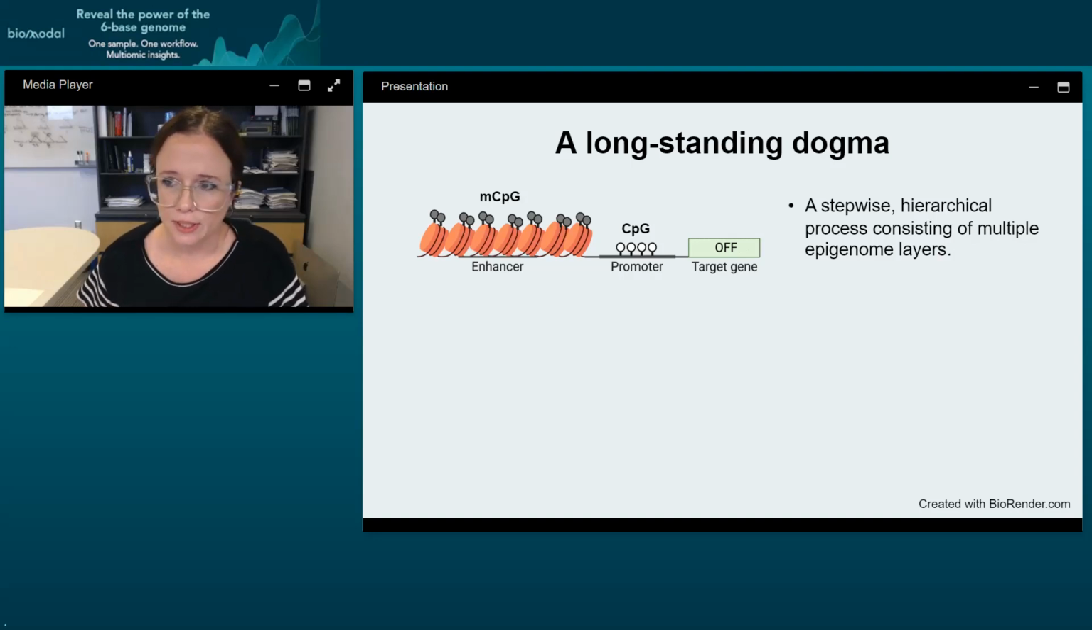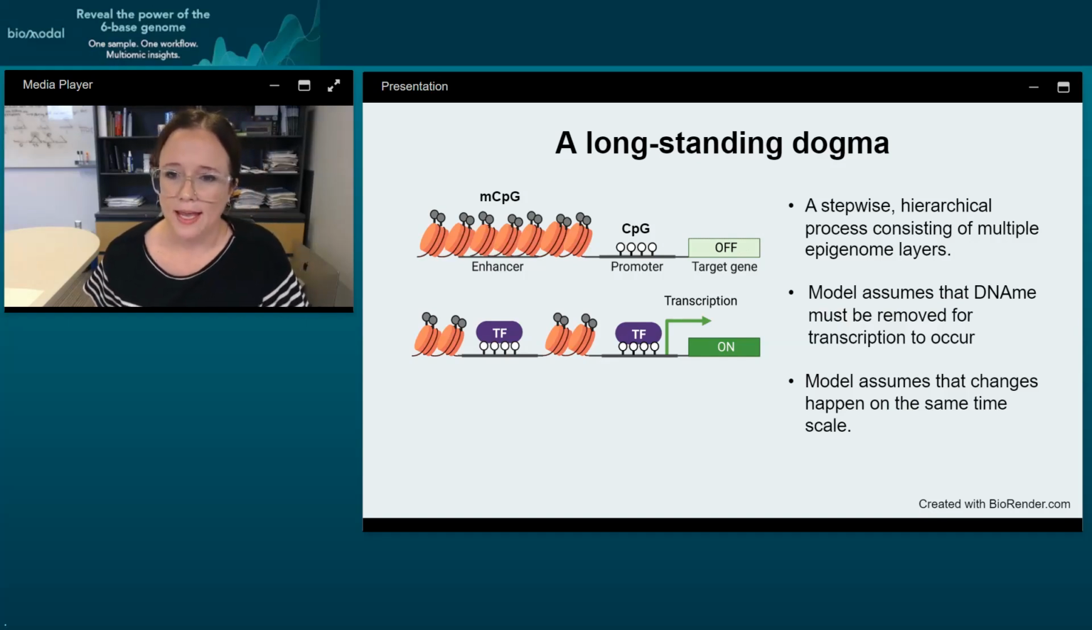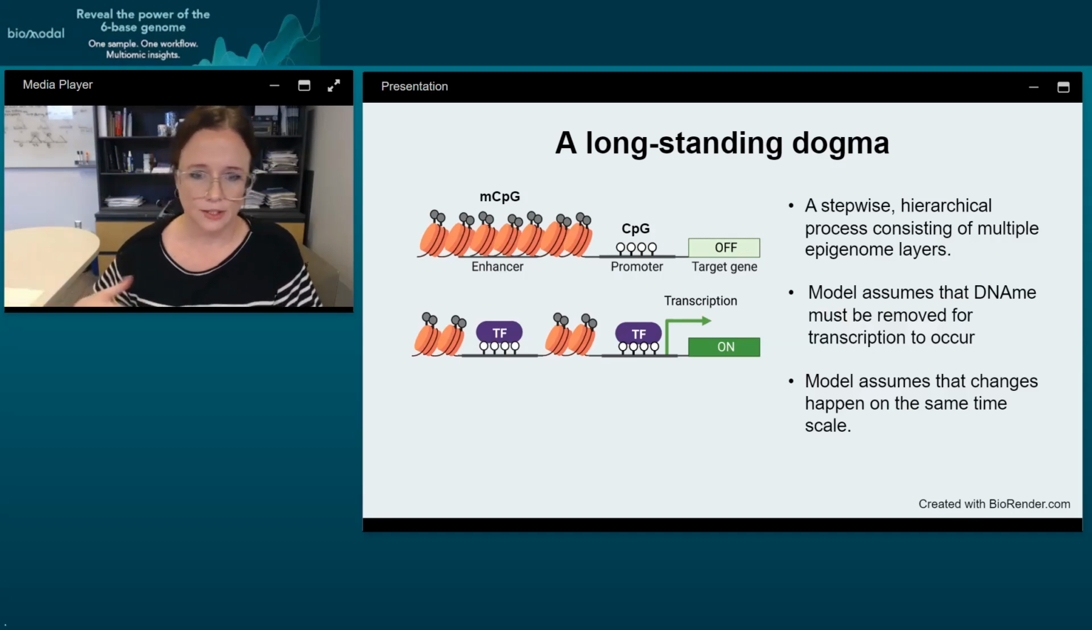So current models of gene regulation describe this as sort of a stepwise hierarchical process that involves sequential changes to the epigenome. When genes are turned on, nucleosomes open up, transcription factors bind and recruit chromatin modifiers and DNA demethylases. DNA gets demethylated and genes are turned on. So this model really assumes that DNA methylation must be removed for transcription to occur. And the model also assumes that all of these changes to these different layers of the epigenome are happening on the same time scale.